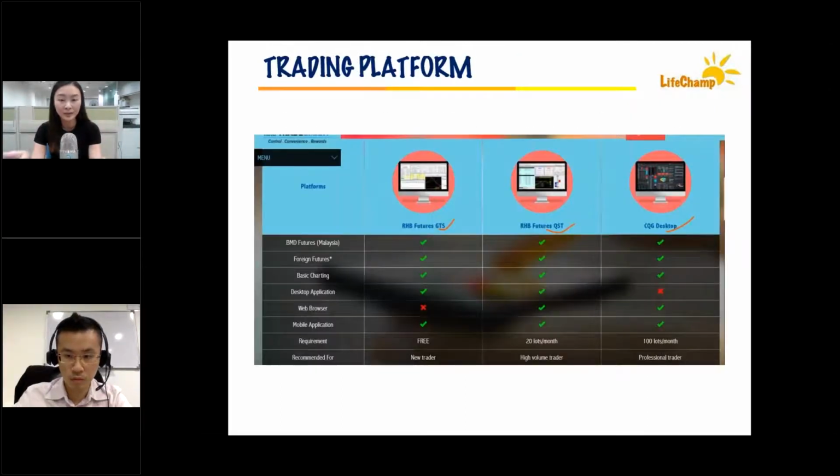Okay, let's take one example. This is from RHB. You will see AES, GTS, QST, and the desktop for CQG, all that. AES is mainly for new traders. So if you go and open an account, you can directly tell your broker you want to use AES, GTS. This is mostly for new traders, and high volume traders can go for QST. Professional traders can go for CQG, because CQG usually has charges, or a higher requirement on volume, because it is more expensive.